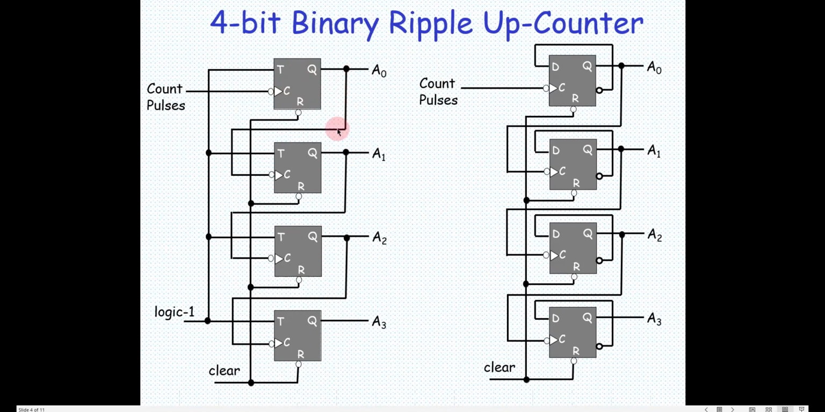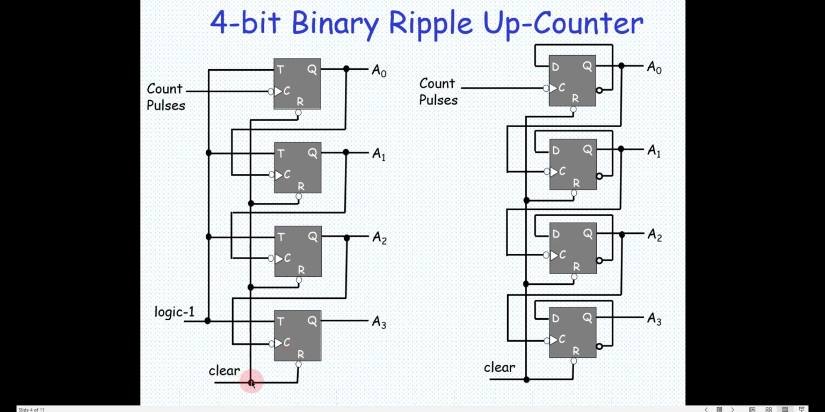Whereas here I am taking the output and I am giving it here. So if it has to count, if you see here, when this is making a negative transition from 1 to 0, only then these have to be triggered. That is the reason I have used negative edge triggered flip-flops. So you will find a bubble is there in all the 4 cases out here.